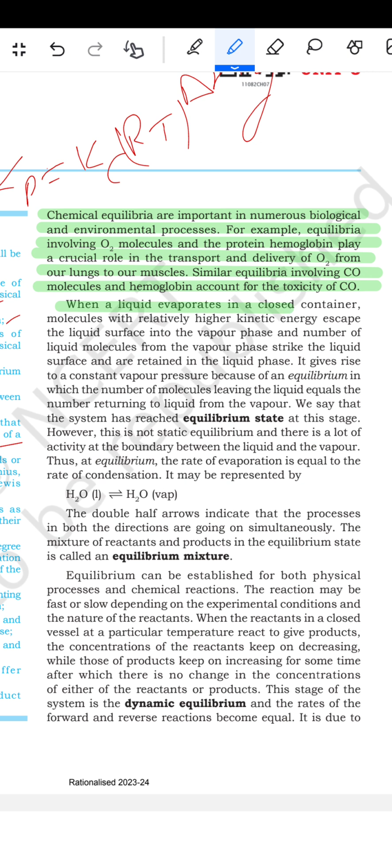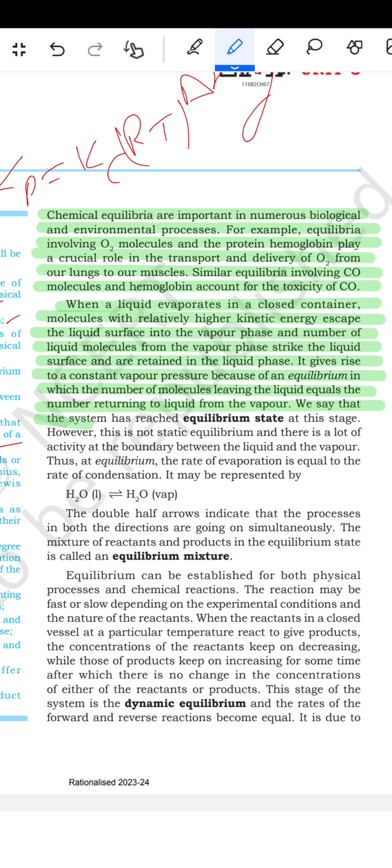When a liquid evaporates in a closed container, molecules with a relatively higher kinetic energy escape the liquid surface into the vapor phase, and some of the molecules from the vapor phase strike the liquid surface and are retained in the liquid phase. It gives rise to a constant vapor pressure because of an equilibrium in which the number of the molecules leaving the liquid equals the number returning to the liquid from the vapor.